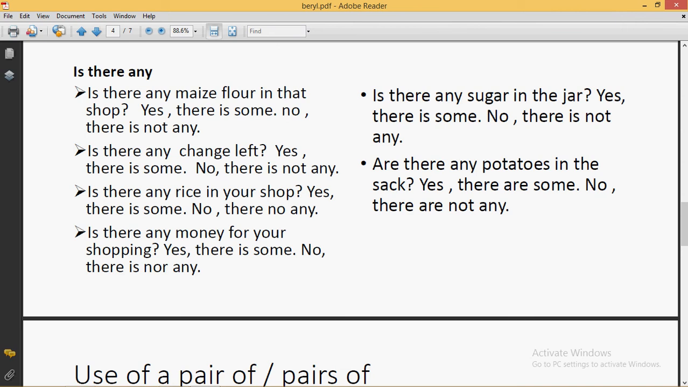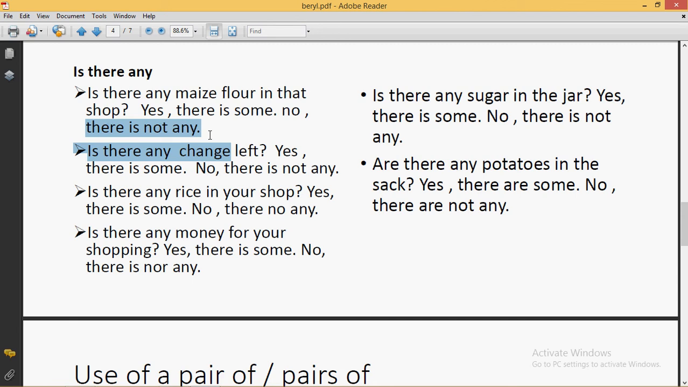Example, is there any maize in that shop? Then that one you ask somebody. Then that person will simply reply to you, yes, there is some. Or if there is nothing, then the person will tell you, no, there is not any, or no, there isn't any.